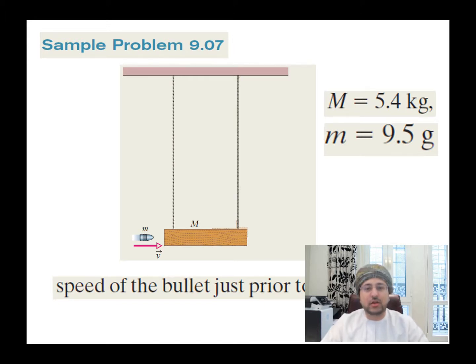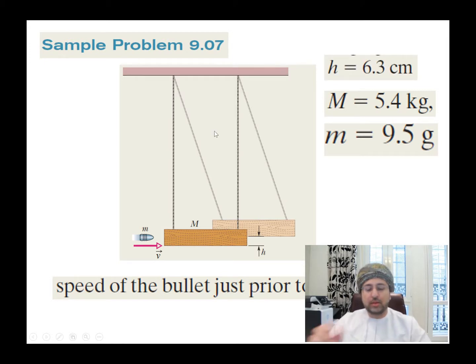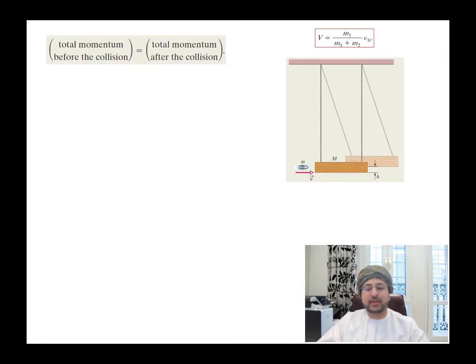Okay, the mass of the wood is 5.4 kilograms. The mass of a bullet is on average about 9.5 grams for a small pistol. Now, what's the speed of the bullet just prior to the collision? After the collision, what's going to happen? This thing is going to move a bit and it's going to increase its height by about h. Once they did that experiment, they found that h, that increase, was about 6.3 centimeters. And now they had all the information they needed to do the calculation.